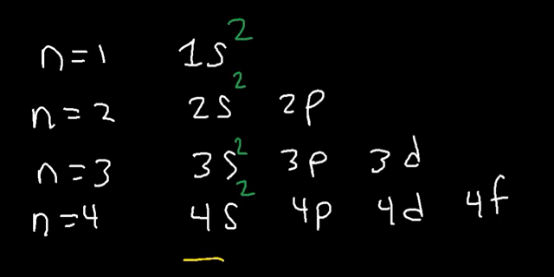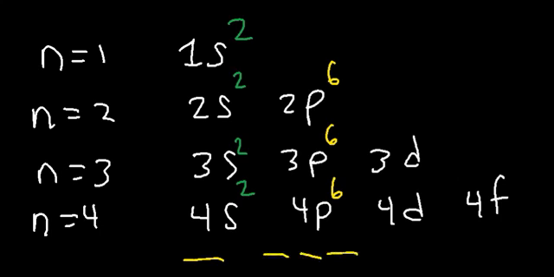P can hold up to 6 electrons. If you notice the P block in the periodic table, it's like group 13 to group 18. You can see those 6 elements there. P can hold up to 6 electrons. And because every orbital can hold up to 2 electrons, P has 3 orbitals.